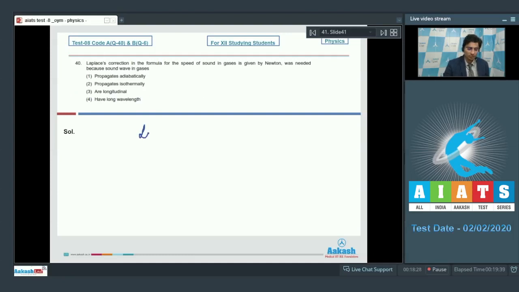Dear students, the Laplace's correction was given because in gases the sound waves propagate adiabatically and not isothermally. This is a fairly simple theoretical question for which option number 1 is the correct answer. Now let us proceed to question number 41.